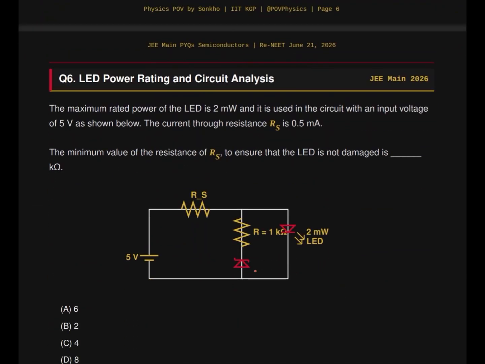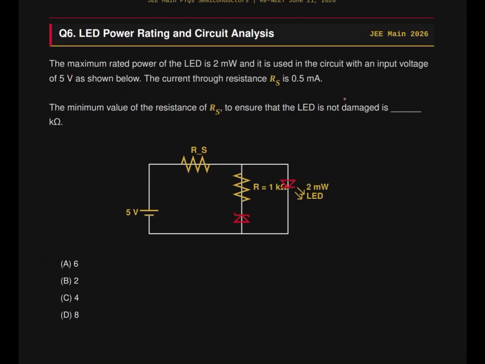Next we have a numerical asked in 26. We have an LED which has a maximum rated power of 2 milliwatts. This LED is used in a circuit with input voltage 5 volts, and we have RS, and the current through RS is 0.5 milliamps. We need to find the minimum value of RS to ensure the LED is not damaged.